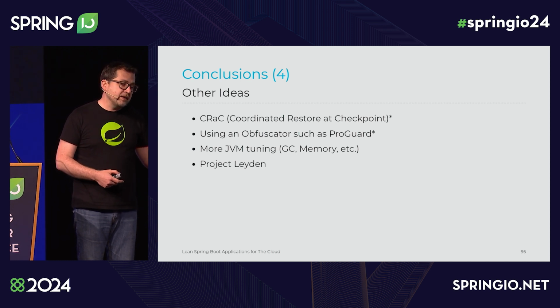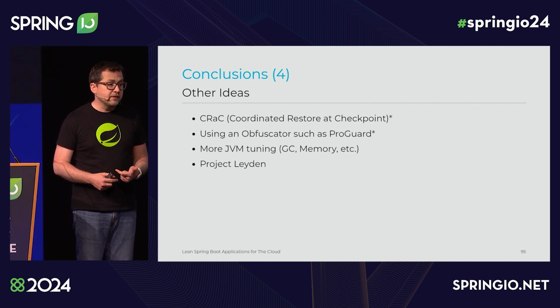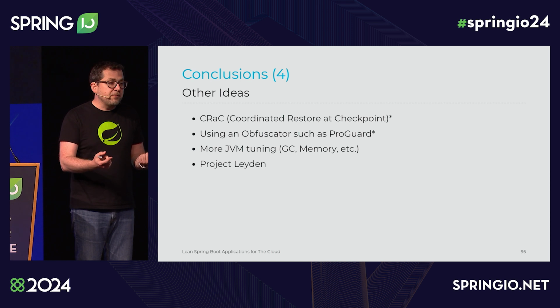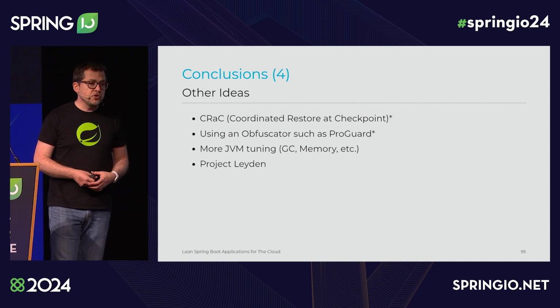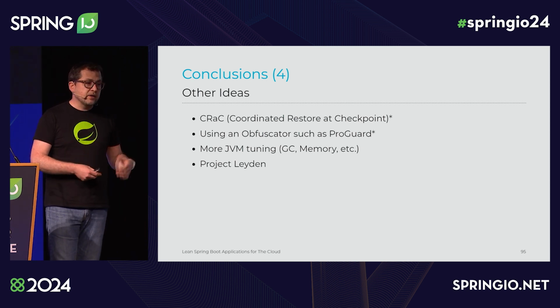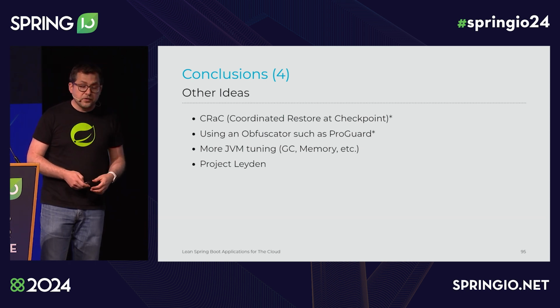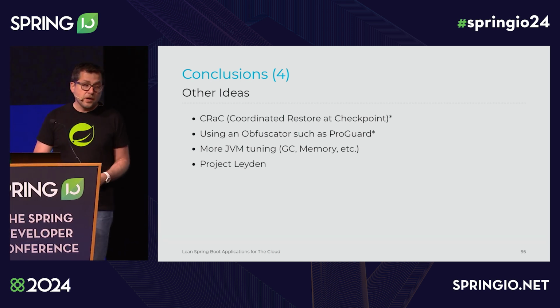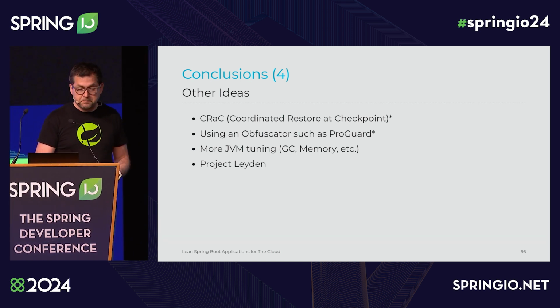CRaC is still missing, so that I can do a proper comparison. We could think of obfuscating the code or shrinking things, but that's quite hard with a Spring application when you do component scanning and stuff like that. Maybe I should try that again combined with AOT, and then you can obviously do even more JVM tuning and other things. And then there's Project Leiden, which they are still working on, and which might be a good thing in the future to help us with the startup times of our applications.